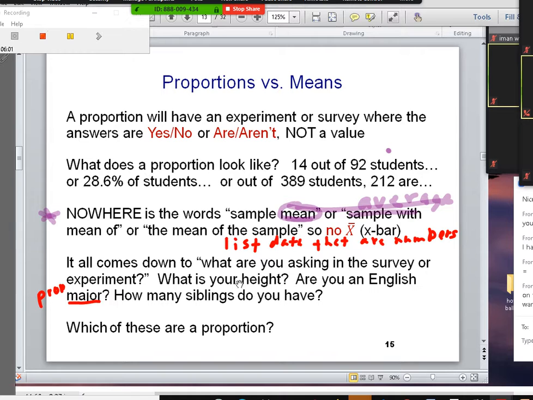It kind of all comes down to what you're asking in the survey. Not what I'm asking you, but what the original person asked the people in the survey. If they said, what's your height? Your answer is going to be a number, so that's going to be a mean. Are you an English major? The answer is going to be a yes/no answer, so that's going to be a proportion. How many siblings do you have? That is not a yes/no question. You're going to answer a number. So again, that is numerical, that's a mean.